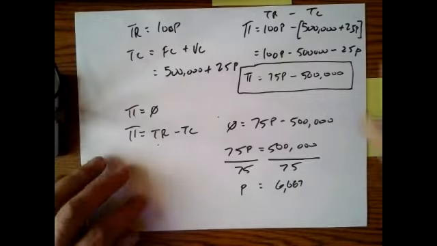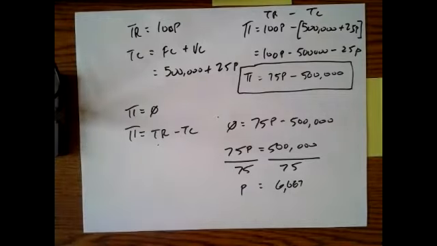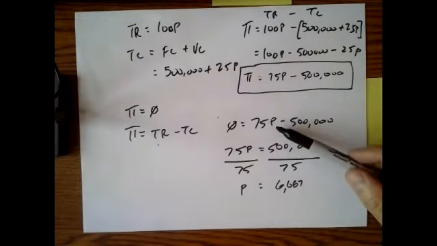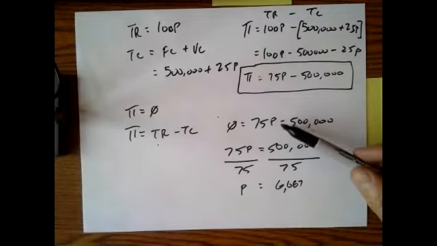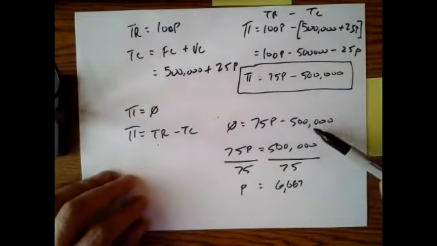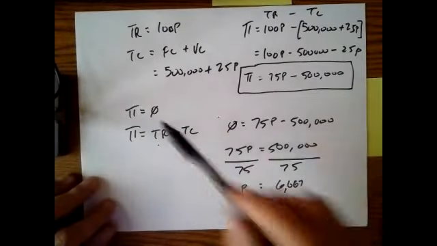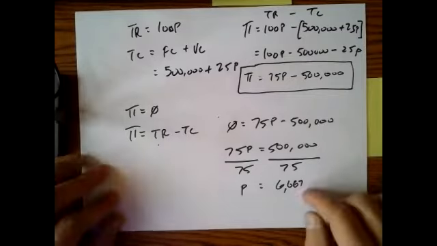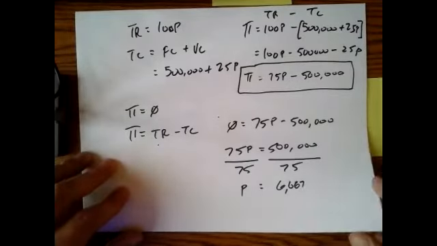Okay, so that is part B. If you were to take 6,667 and plug it into the profit function, 75 times 667 would equal 500,000. Minus 500,000 gives you zero profit. So that is the volume at which we break even.